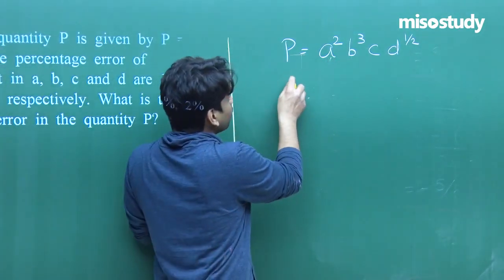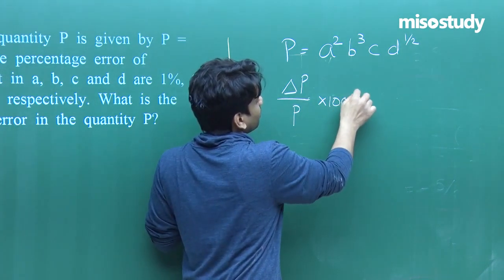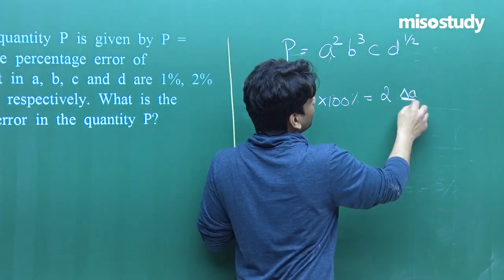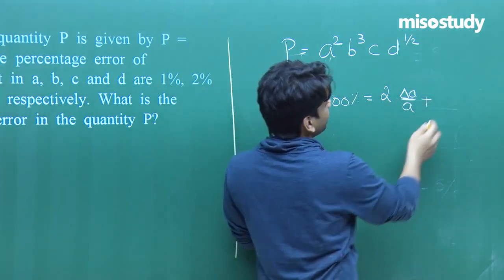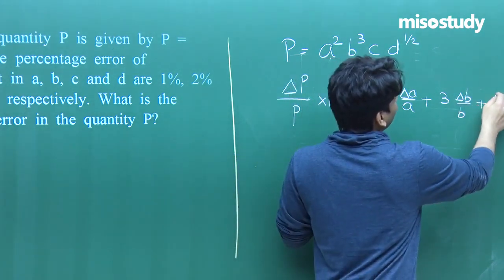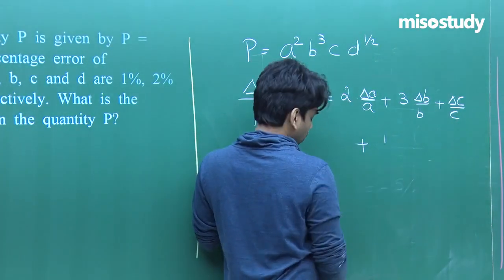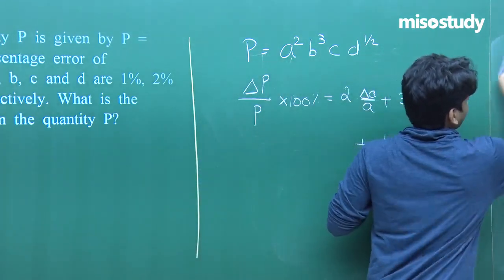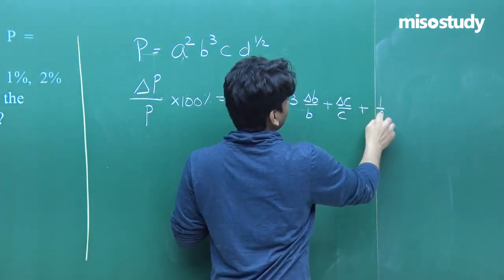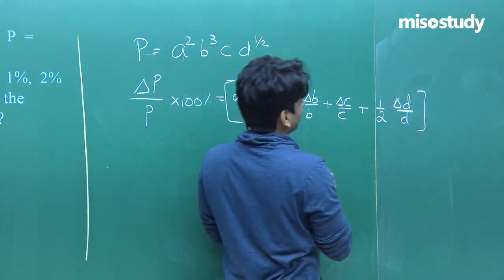Now see, I have told you all, delta P by P into 100 will be equal to twice of delta A by A plus 3 times of delta B by B plus 1 time of delta C by C plus 1 by 2 times of delta D by D, and overall multiplied with 100%.